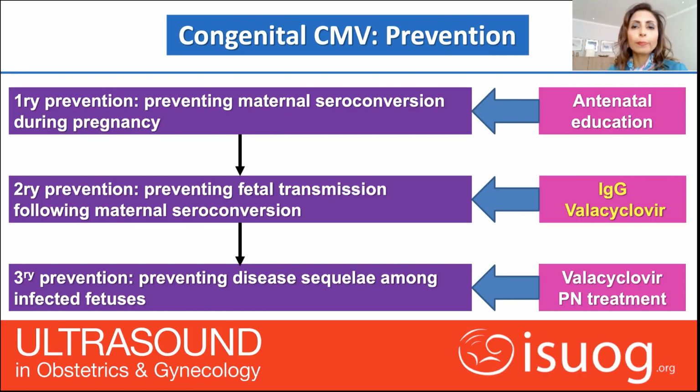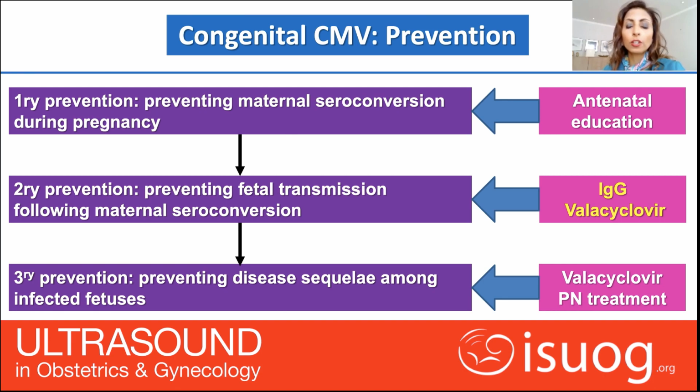And therefore, if you look at prevention of congenital CMV, well, primary prevention is reducing maternal CMV infection in the first place through education. Secondary prevention is, once the mother has had the infection, reducing the vertical transmission. And there is evidence from a randomized controlled trial that giving high-dose valacyclovir reduces the risk of transmission by 70%. There's no evidence to support the routine use of immunoglobulins.